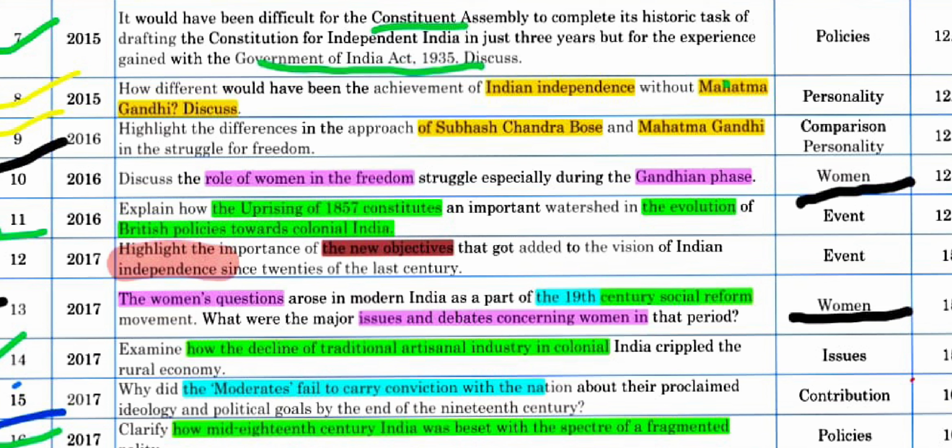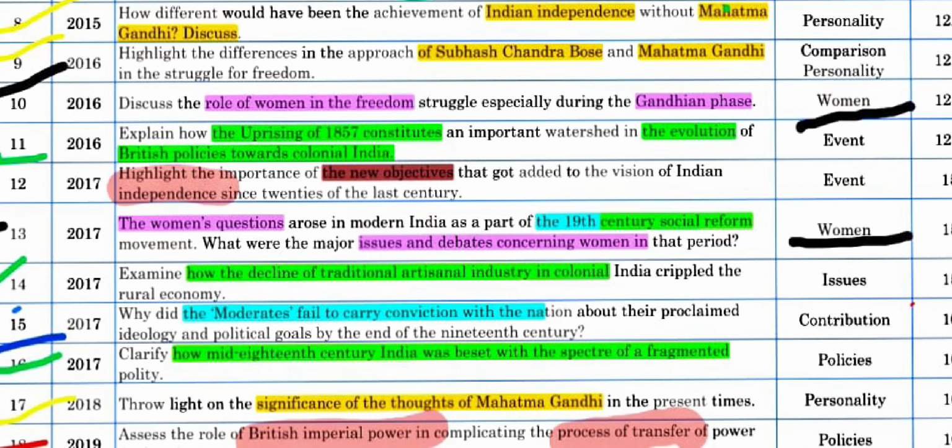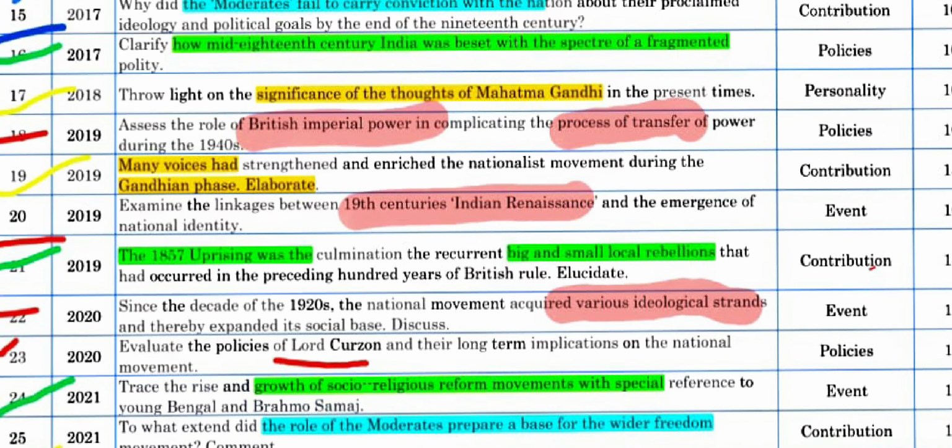Alright, so these are the 3 areas. Again, if you notice in the 13th question, another theme, I have highlighted it in green, that is social reform movement. So there were questions on social reform movement. One specific one, we'll just take it right away.